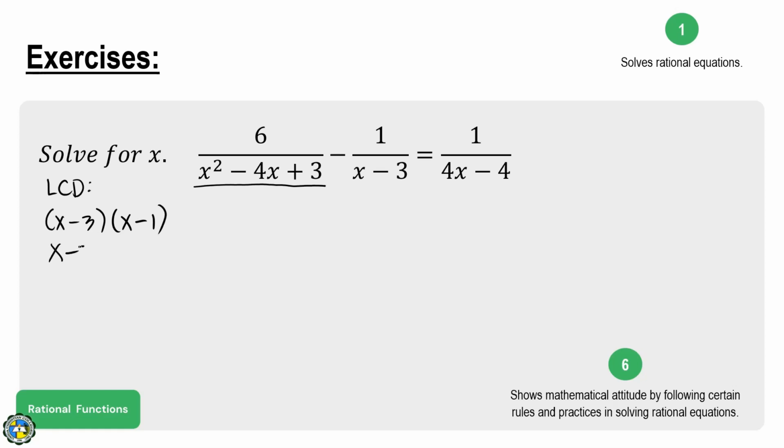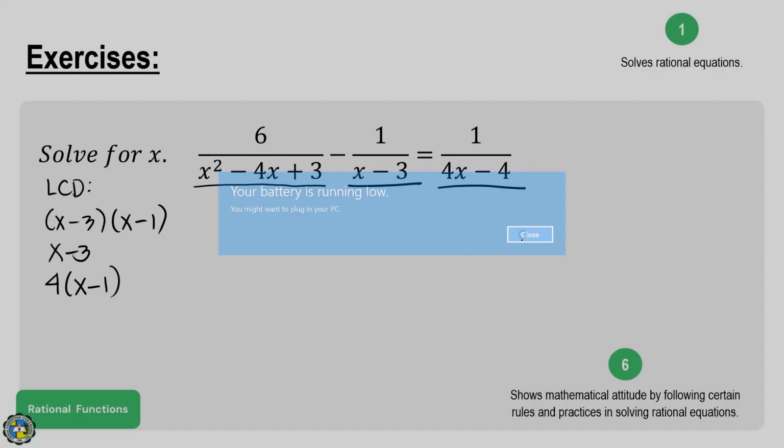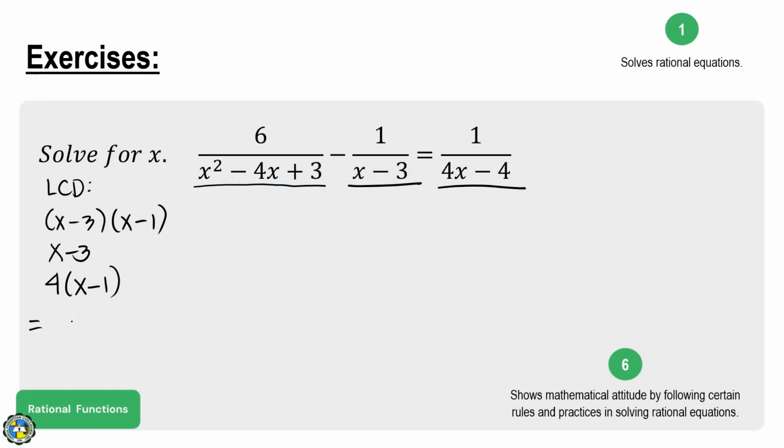Next, second denominator is x minus 3. Third denominator, 4x minus 4. And that is what? Still factorable po, no? 4 times x minus 1 yung kanyang factor. So, do we agree on that? Okay. So, proceed tayo, no? As we can see, pareho po ang x minus 1, count that as 1. Next, pareho pong x minus 3, count that as 1. And then, multiply it to the 4 na kung saan natitira nating multiple. So, therefore, this will be our LCD.